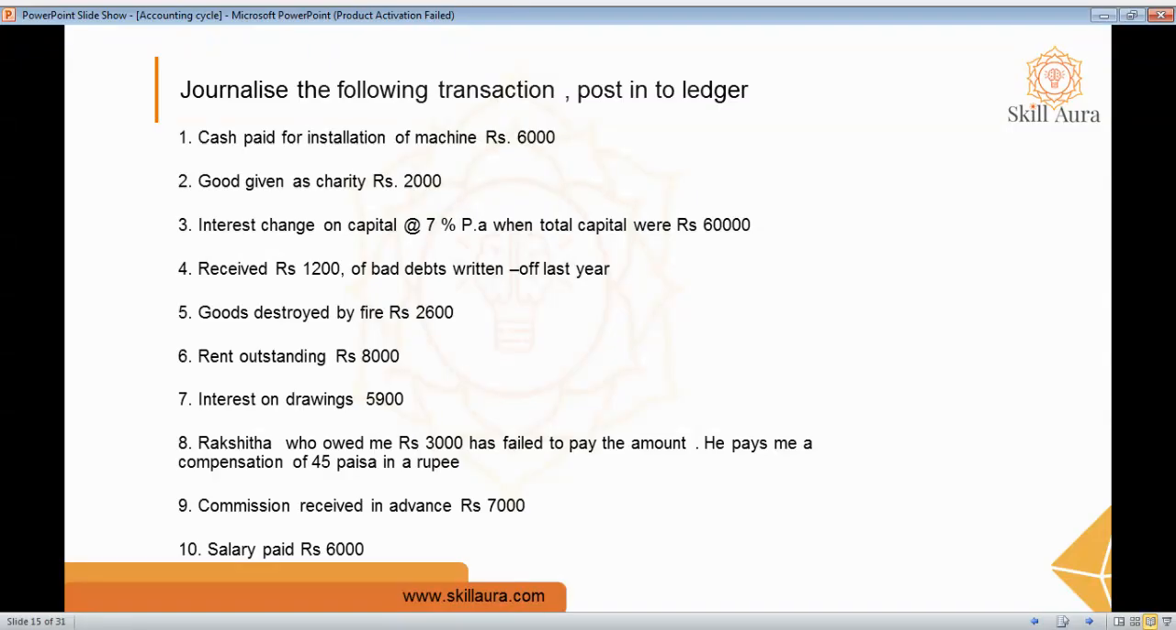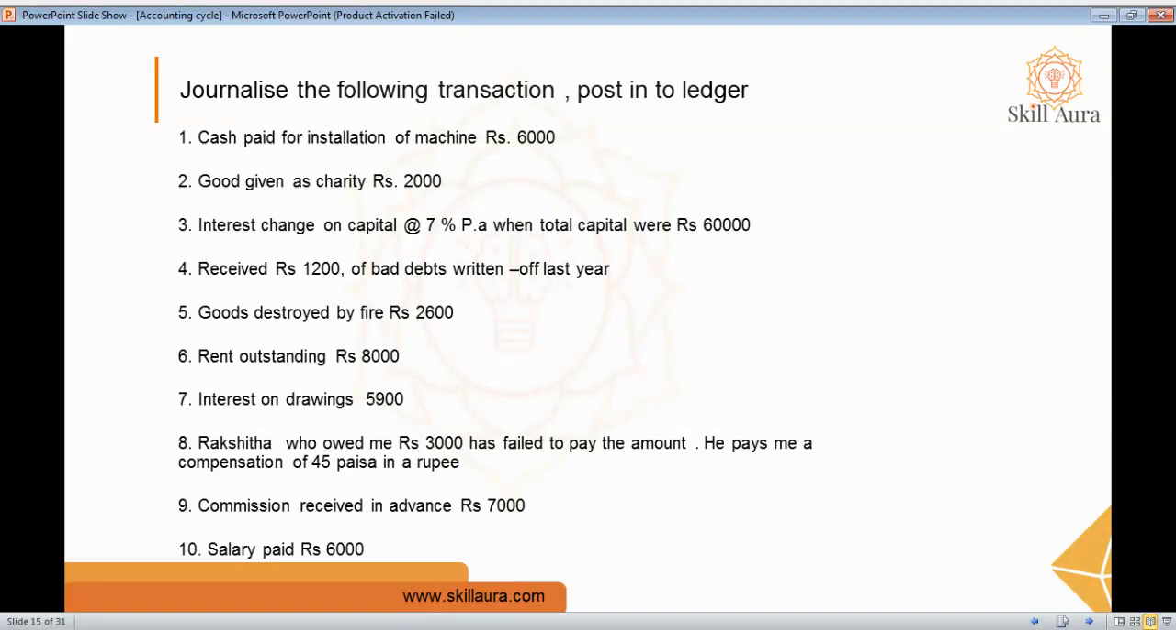And the next one is interest on drawings. Here there'll be two accounts, that is drawings account and interest expenses. In the expenses account, you'll debit the drawings account, that is 900 rupees, and in the drawings account you'll credit the expenses account 900 rupees. It is 900; actually, it is a typing mistake.